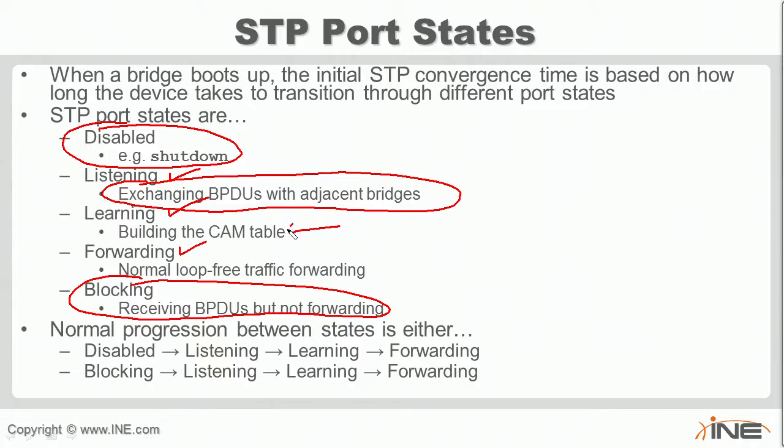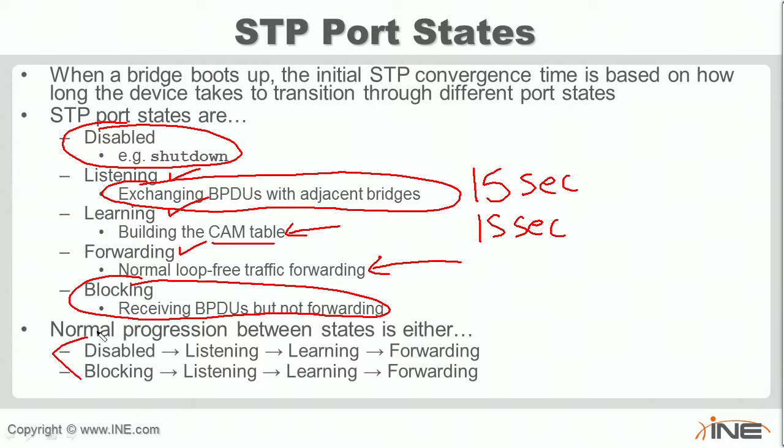Then we go through the learning state. This is where we start to insert MAC addresses into the CAM table, so we're trying to figure out where the hosts are located in the network. Once we go through listening, which is 15 seconds by default, and we go through learning, then we can finally go to forwarding, which is where we're actually sending the traffic.